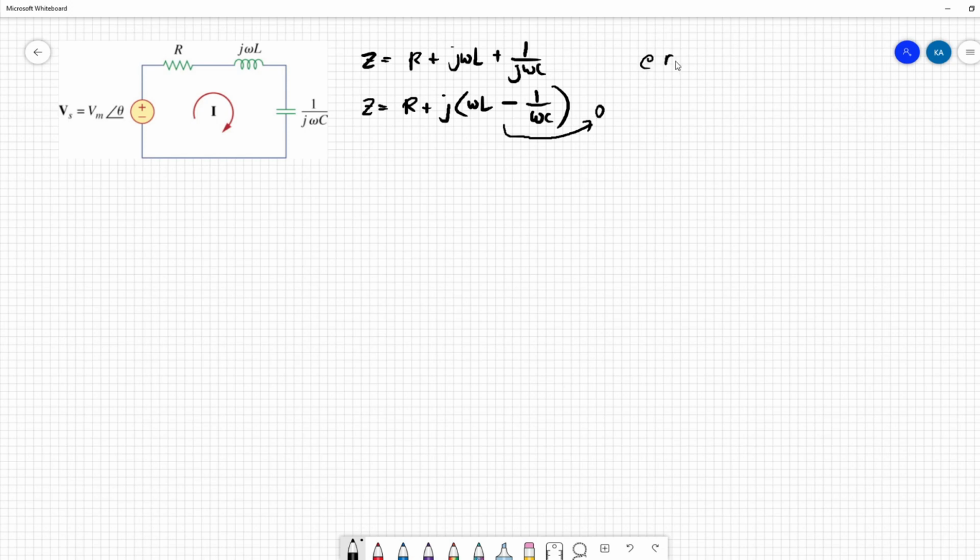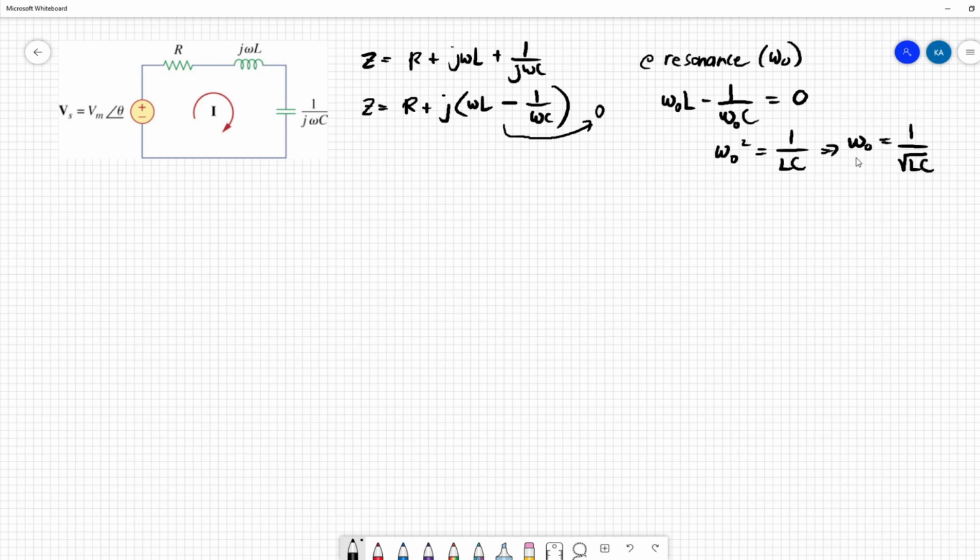So at resonance, ω0 L minus 1 over ω0 C is equal to 0. Solving for ω0, ω0 squared is equivalent to 1 over LC, or ω0 is just 1 over the square root of LC, where ω0 is our resonant frequency.